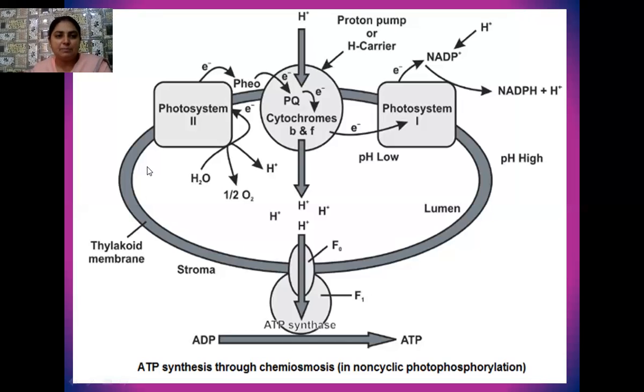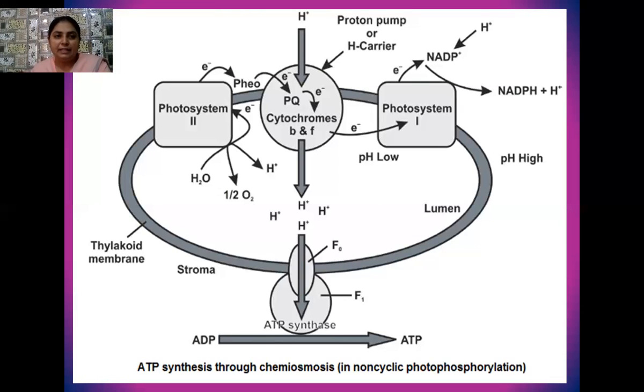So what happened, this proton gradient finally breaks, and in this way the energy is released, and that energy activates the enzyme ATP synthase, and as a result so many ATPs are produced. So in this way, by the process of cyclic and non-cyclic photophosphorylation, these ATPs are generated.